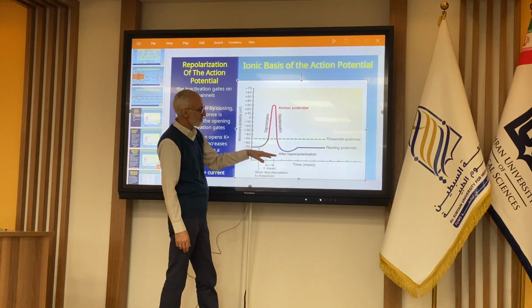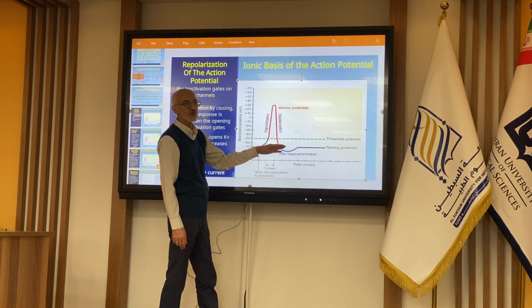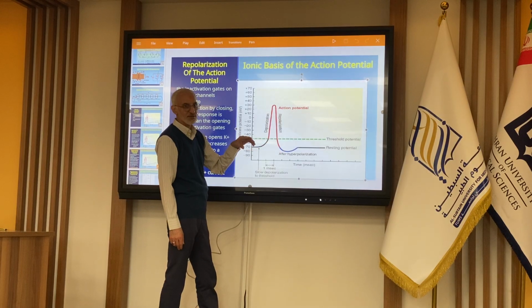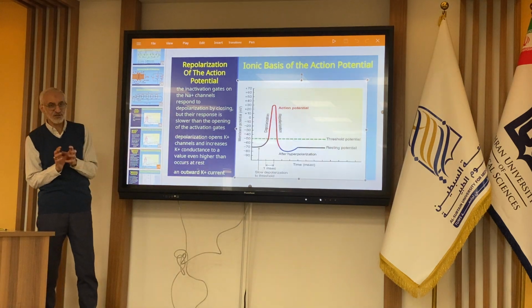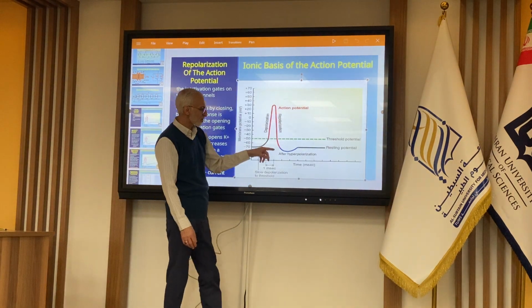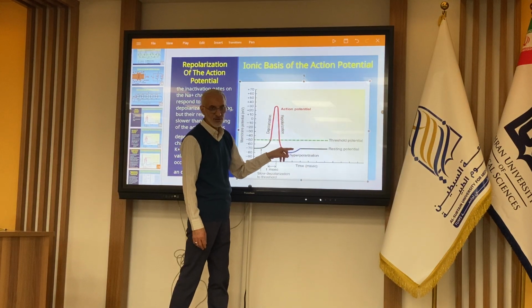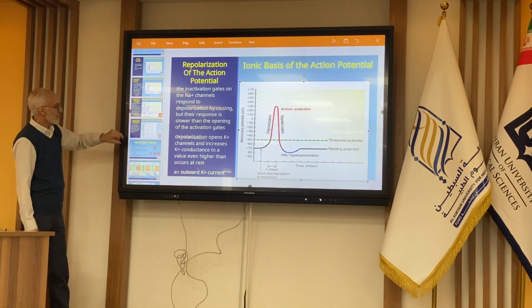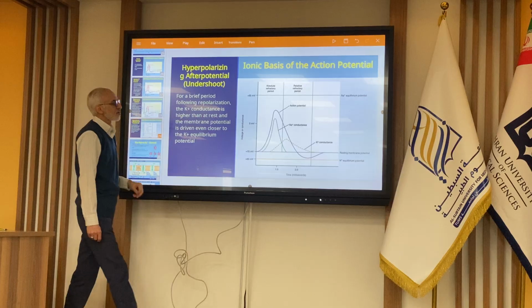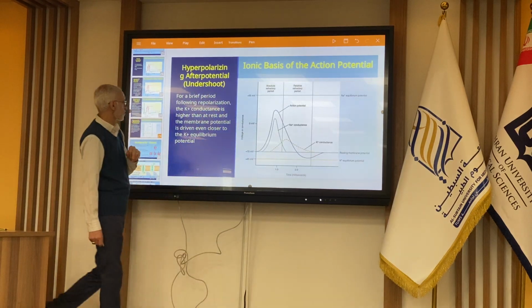And also we have a hyperpolarization because of more permeability to potassium than at rest. After closing the voltage-gated potassium channels, the potential reaches the resting membrane potential. Here you see the change in conductance of sodium and potassium during an action potential.